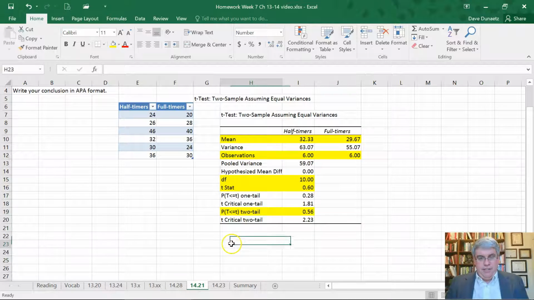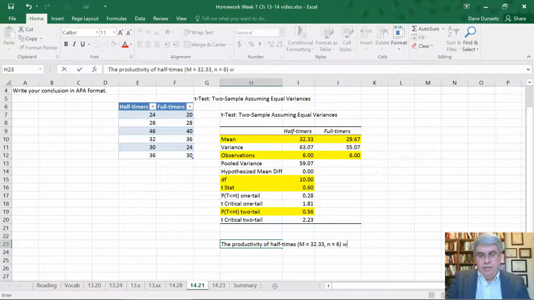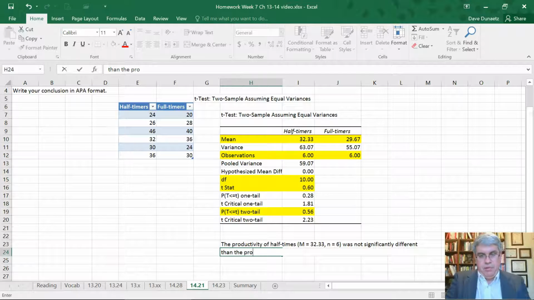So we can conclude that the productivity of half-timers, and we put mean equals 32.33, n equals 6, was not significantly different than the productivity of full-timers, and we have a mean of 29.67, n equals 6.